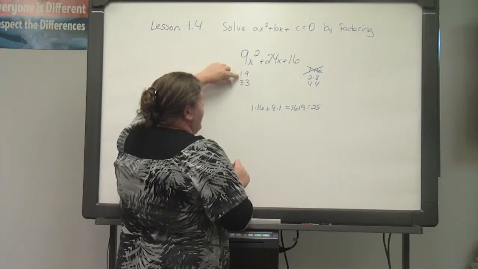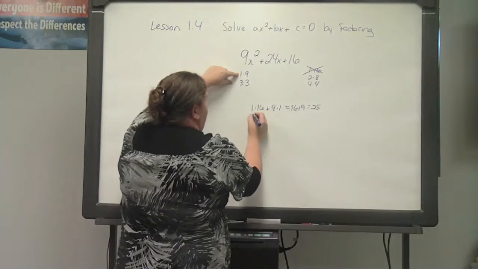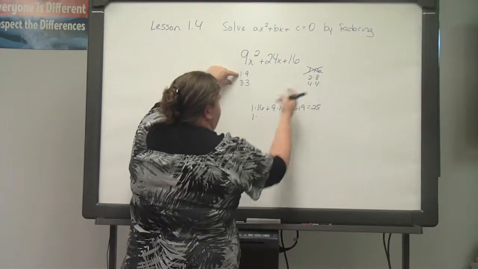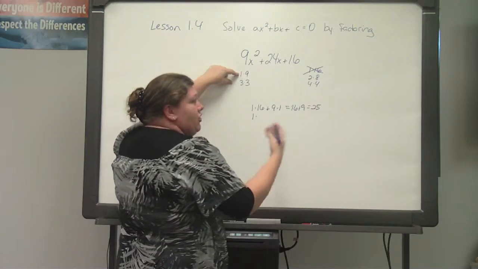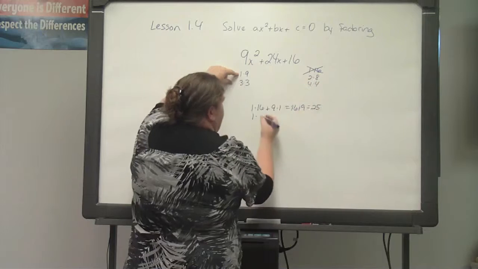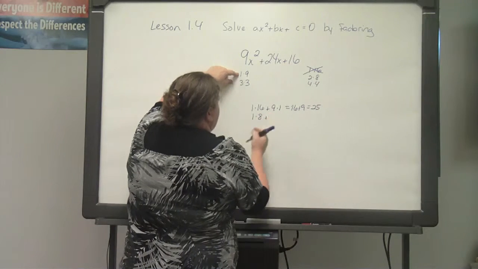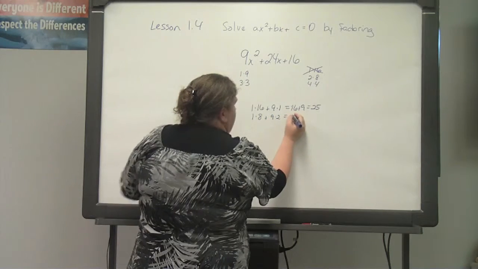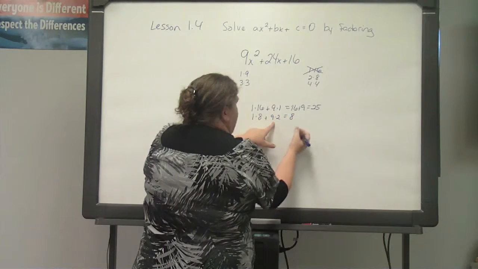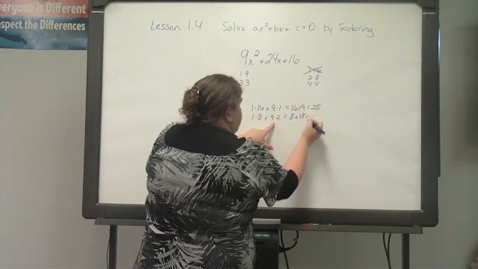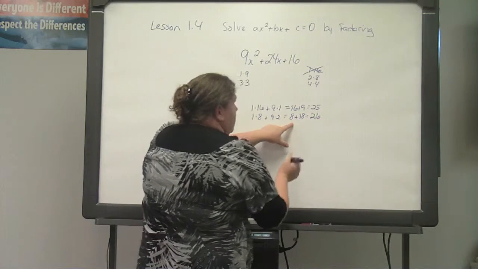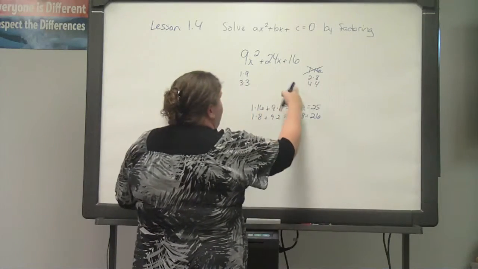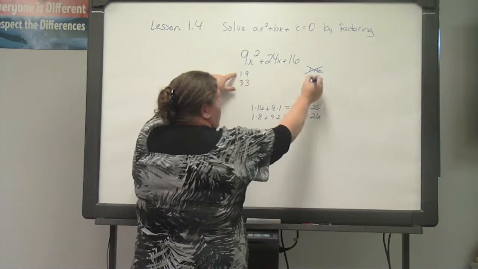The next one I want to try is, what if I do 1 times 2, or no, let me do times 8, because I know 9 times 8 is going to give me a large number. So 1 times 8, and then if I do 9 times 2, that gives me 1 times 8 is 8, and 9 times 2 is 18, so that gives me 26. So again, my 2 times 8 will not work for 1 times 9. All right, so I'm going to mark it out.